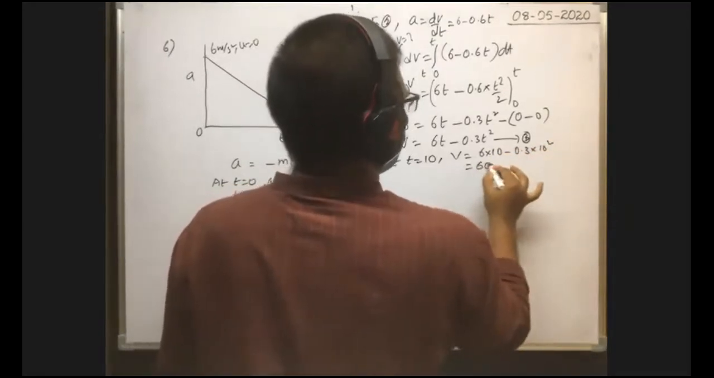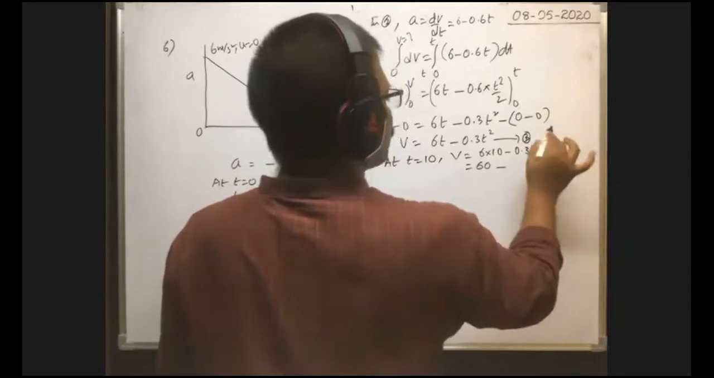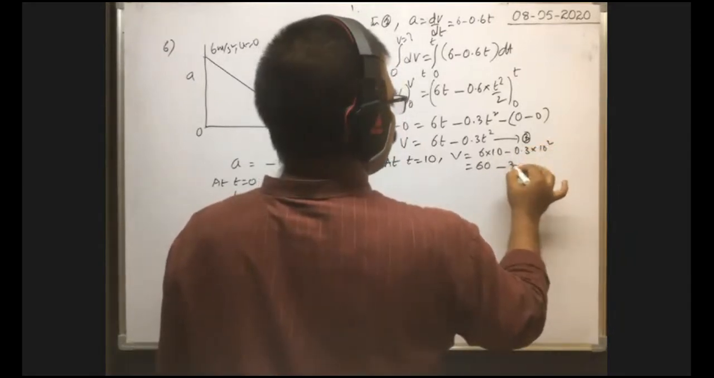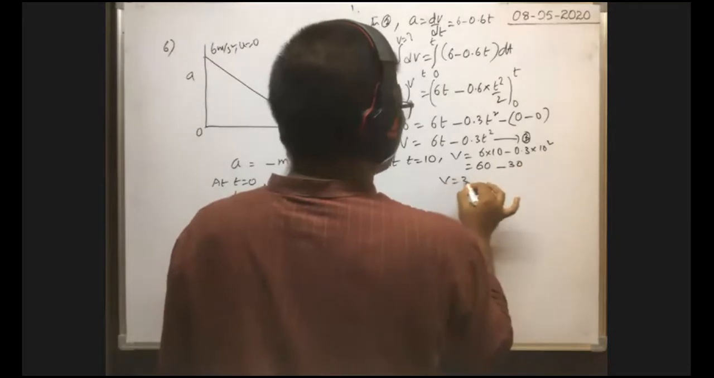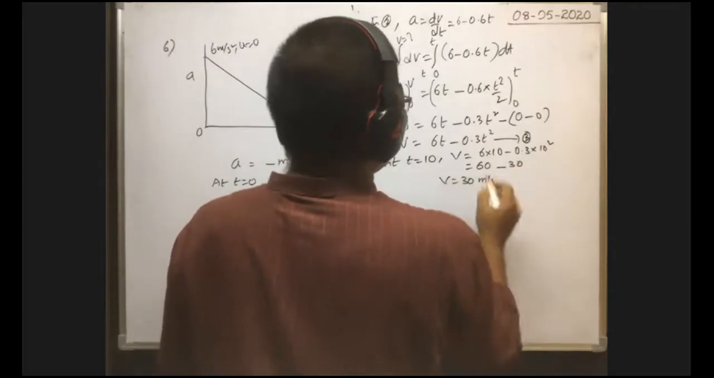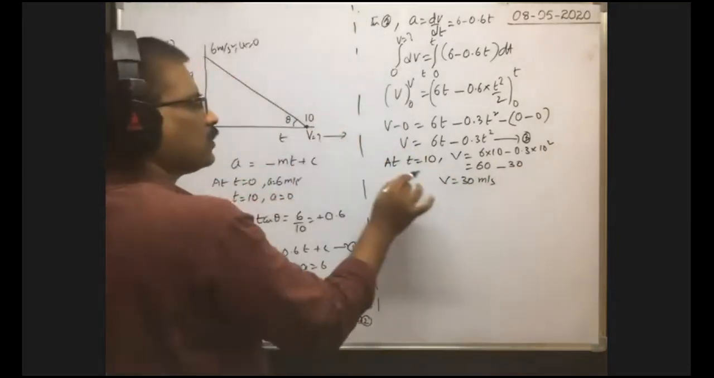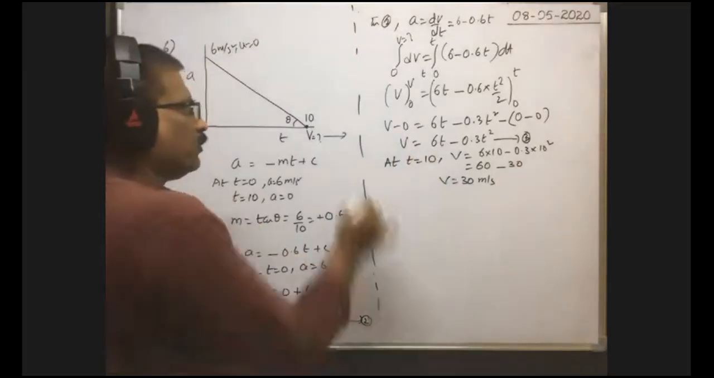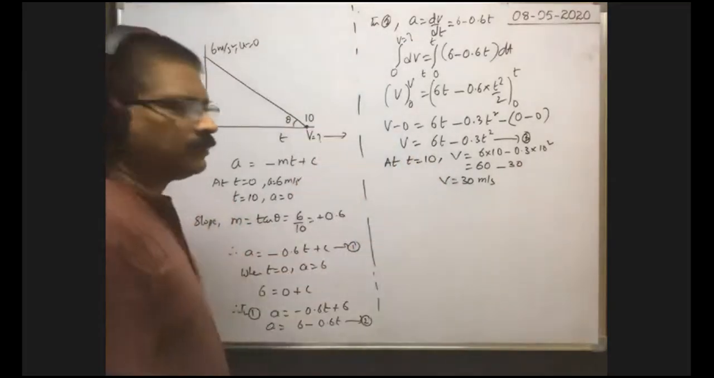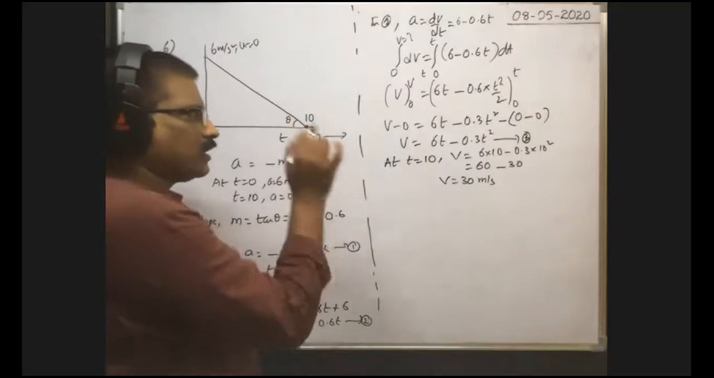So 60 minus 10 square means 100. 100 into 0.3 means 30. Therefore, V is equal to 30 meter per second. So after 10 seconds, velocity becomes 30 meter per second. So within 10 seconds, what is the distance traveled?